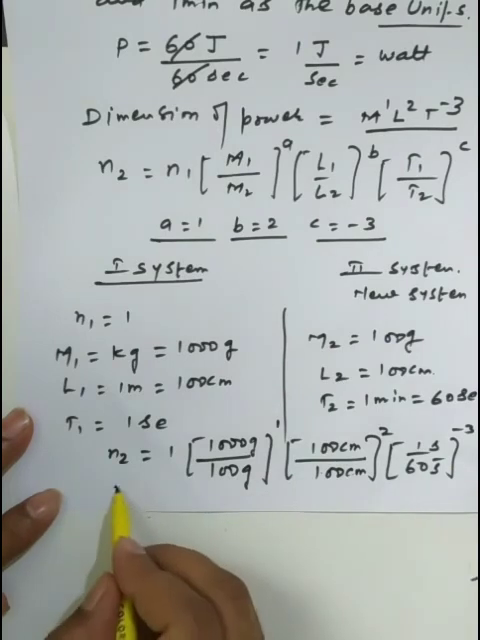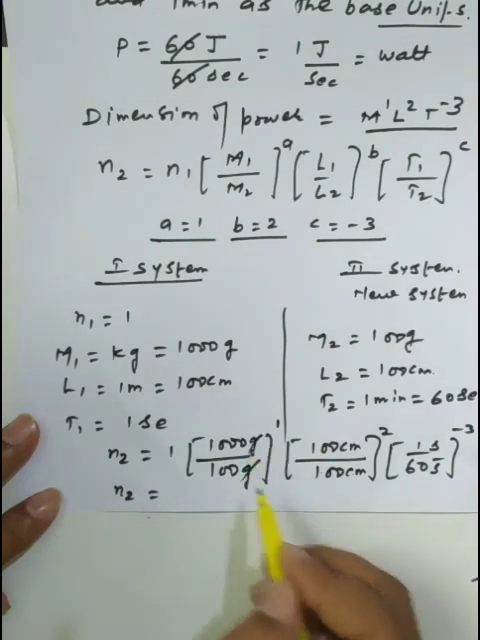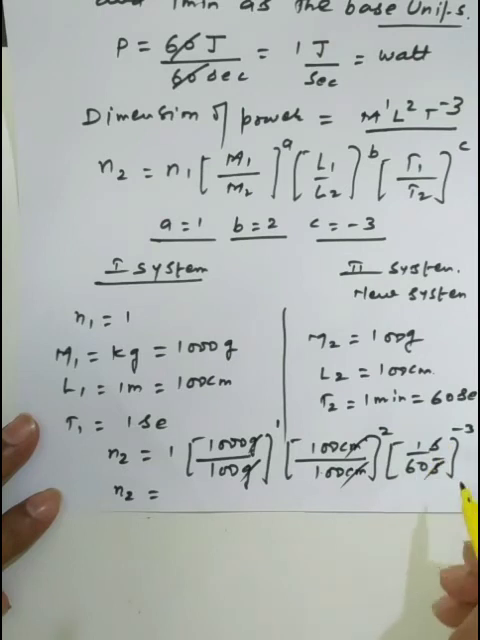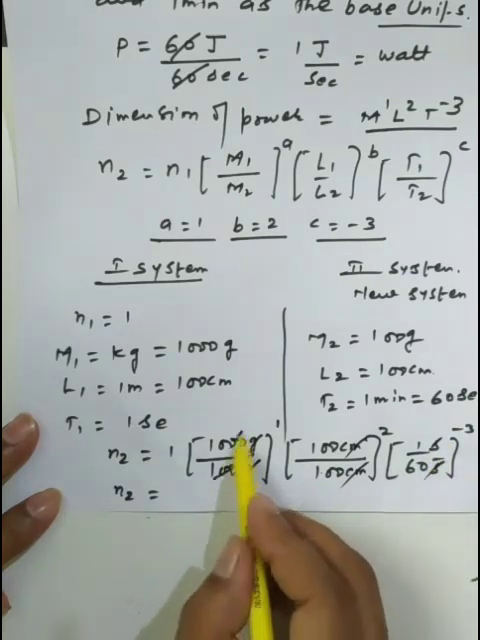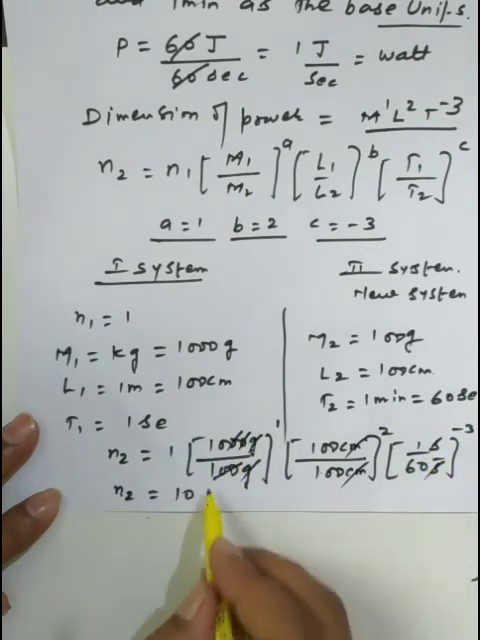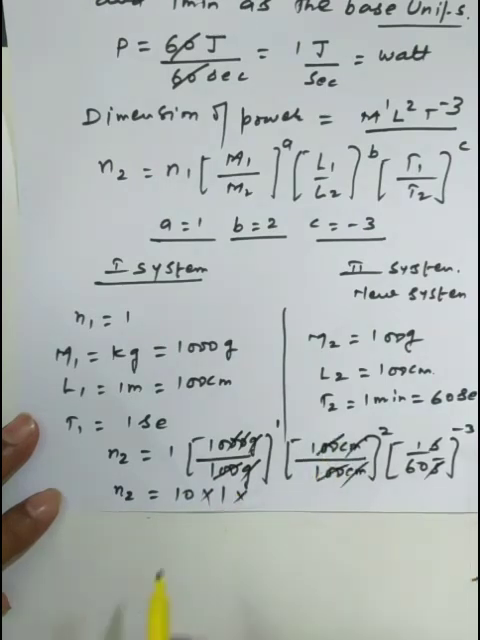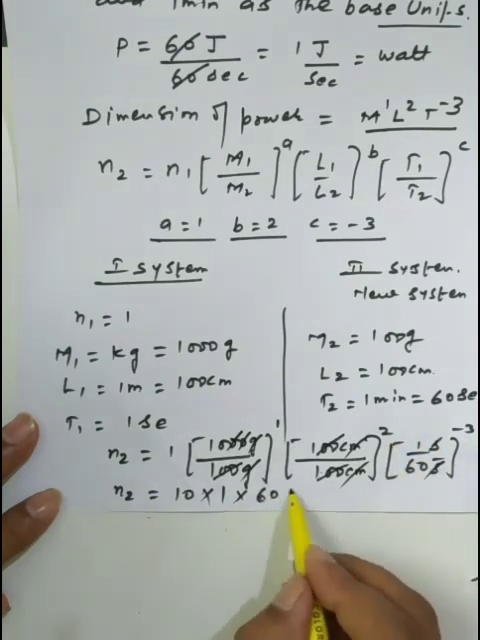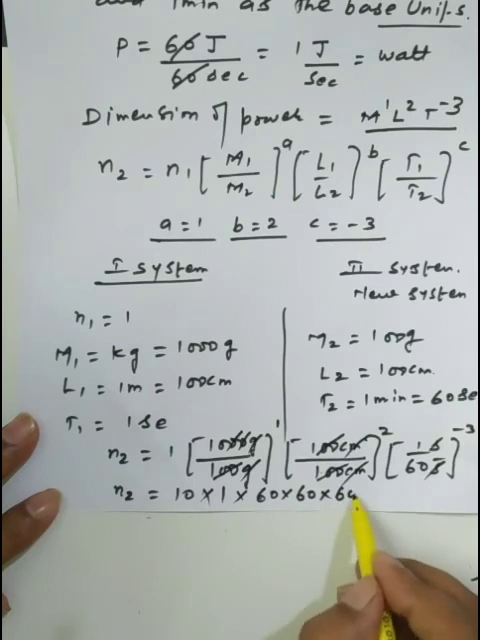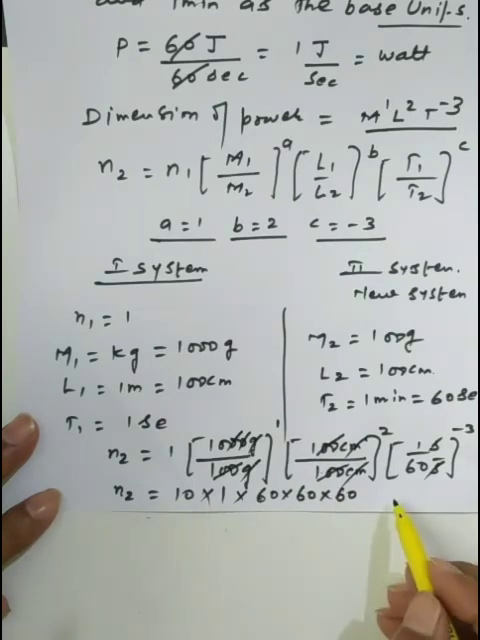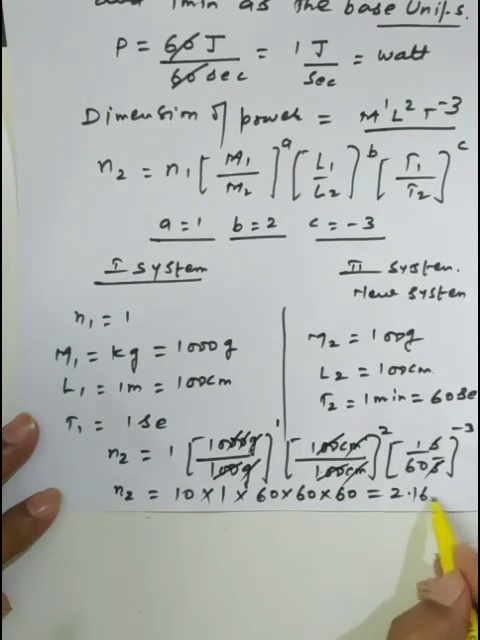So as we finalize it, N2 is equal to gram cancel, centimeter to centimeter, second to second cancel. We get 10 into 100 by 100 cancel, so 1 into 1 upon 60 raised to -3, as we are converting it. So 60 into 60 into 60. This is the finalized version. In the magnitude we write 2.16 into 10 to power 6, and the new unit of the system.